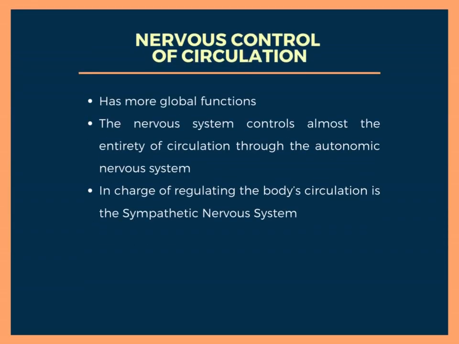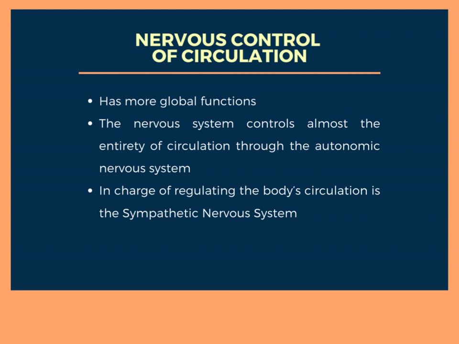Lastly, we have nervous control, which has more global functions such as redistribution of blood flow to different areas of the body, increment or decrement of pumping activity in the heart, and providing immediate control of systemic arterial pressure. The nervous system controls almost the entirety of circulation through the autonomic nervous system. In charge of the body's circulation is the sympathetic nervous system. On the other hand, the parasympathetic nervous system contributes to the regulation of functions in the heart.